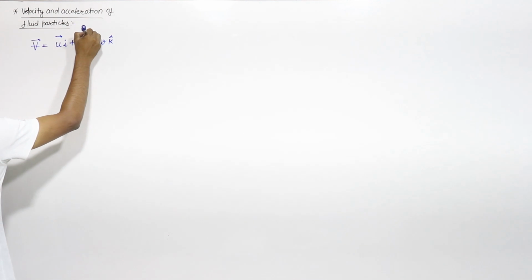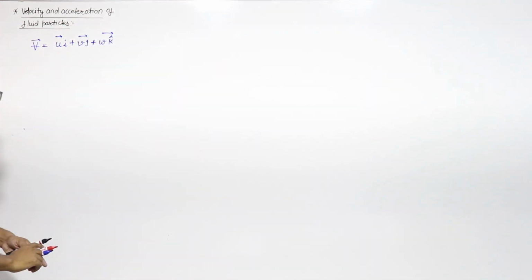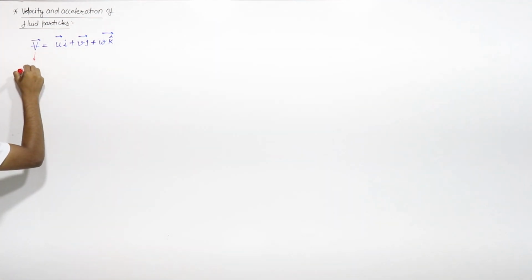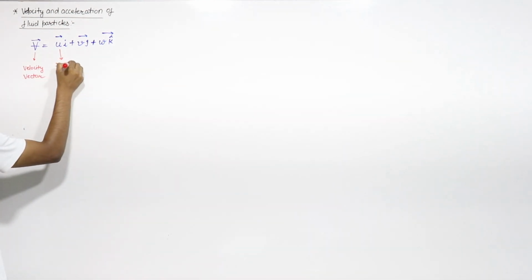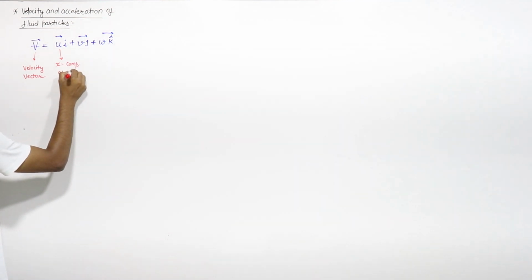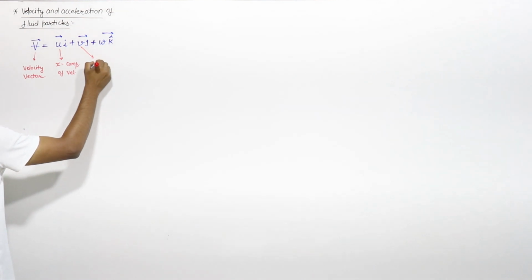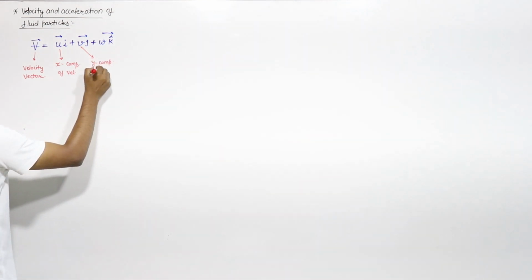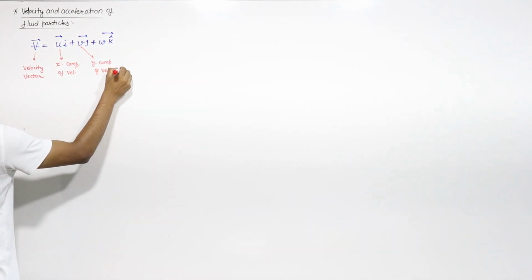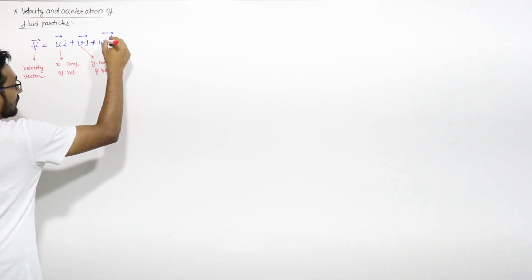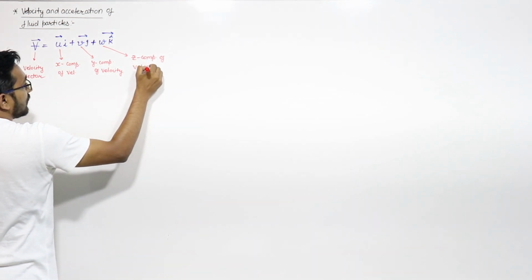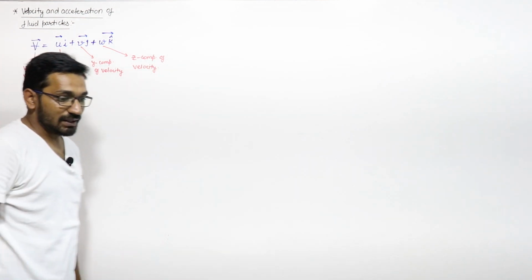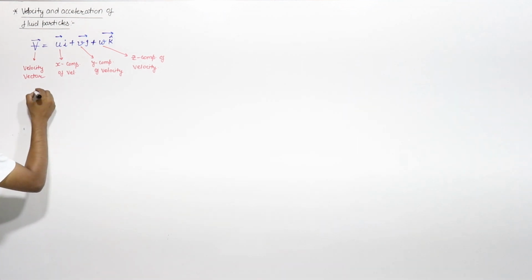These are the x component, y component and z component. v is known as the velocity vector. u is the x component of velocity, v is the y component of velocity, and w is the z component of velocity.